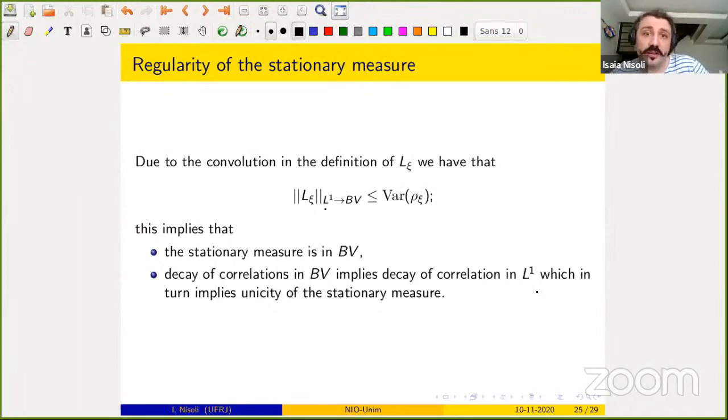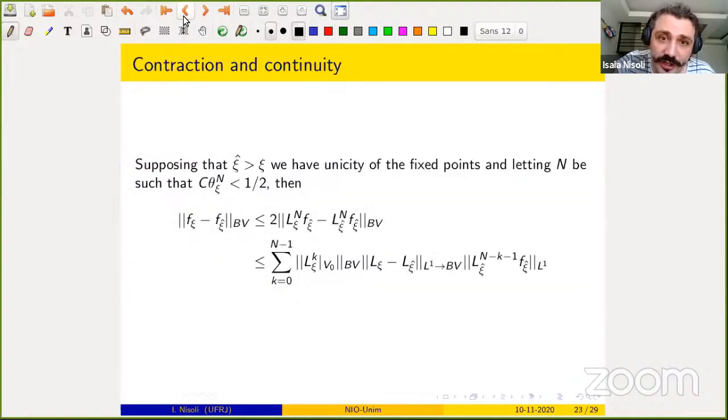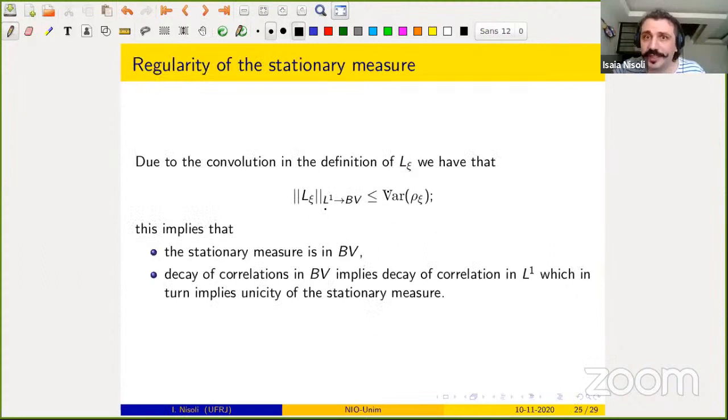And moreover, we have a way of simply writing this. BV is a stronger norm than L1, but this inequality also tells us that we have a way to bound the BV norm from above by L1. So essentially, if we have a noise which is in BV, L1 and BV are equivalent norms. And this is really, really strong, because it permits us to play around and to get a lot of regularity from really weak information on the Markov chain.